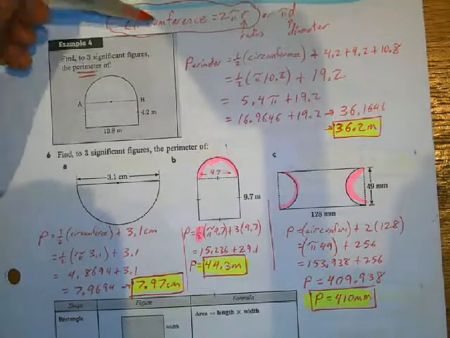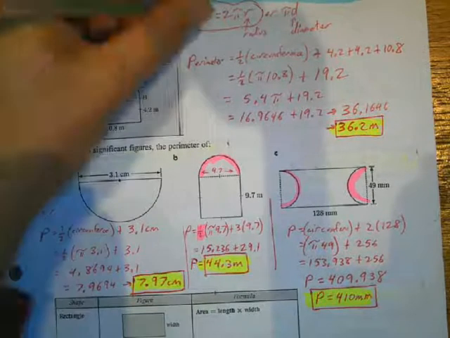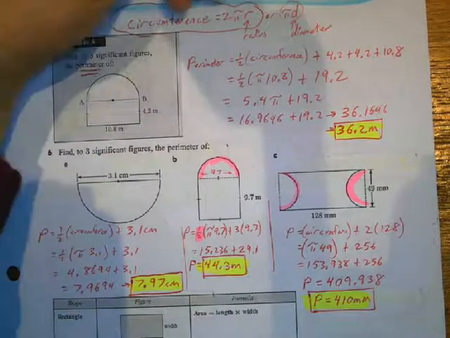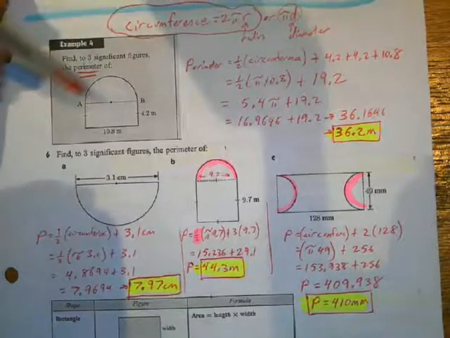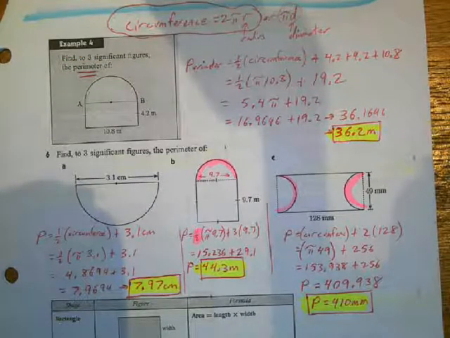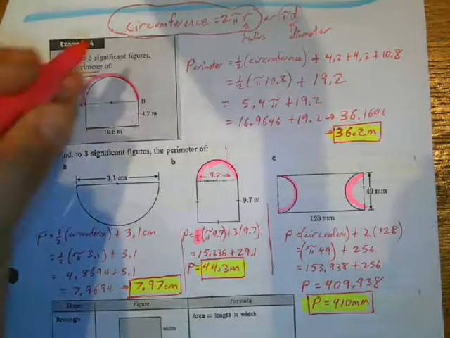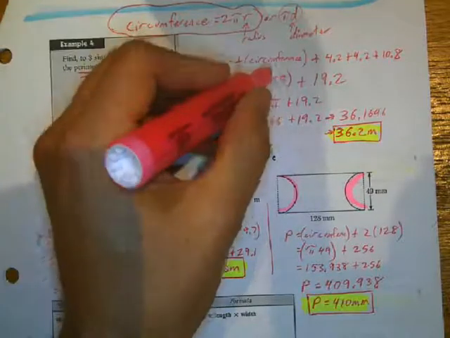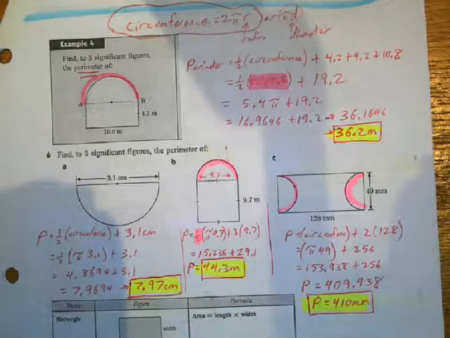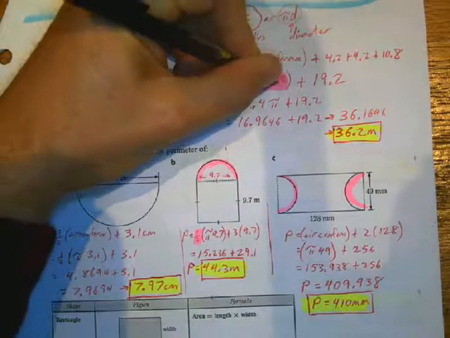We need to remember the circumference, the length around a circle, is 2 pi r. You could also think of it as pi times the diameter, since the diameter is twice the radius. Find the perimeter to three significant figures. First off, this is half of a circle. So we've got our circumference, but we've multiplied it times a half because there's only half of a circle.